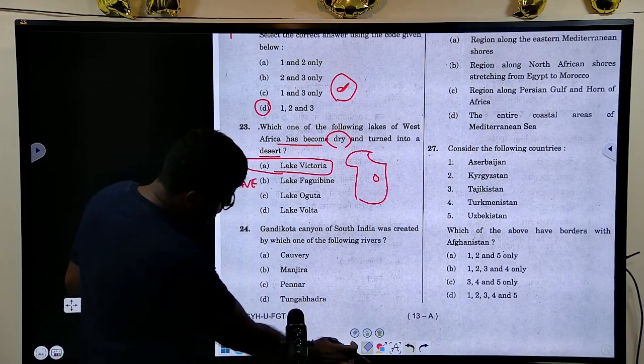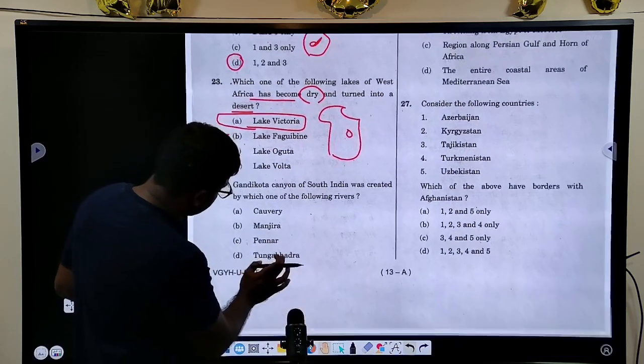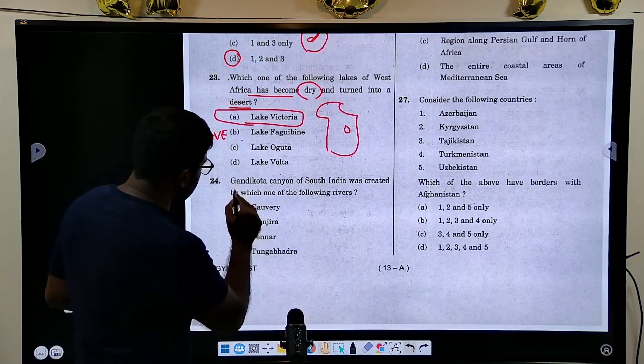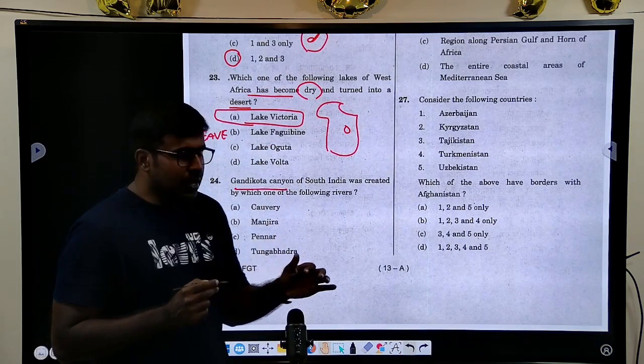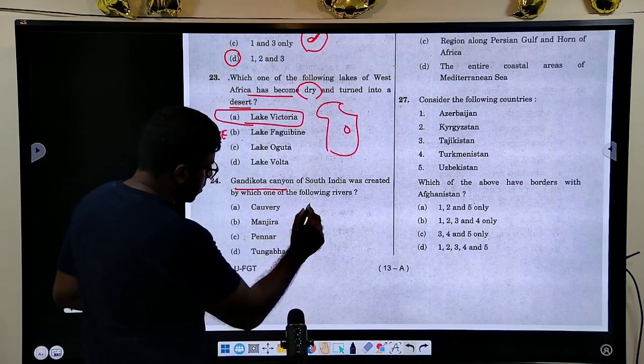The next question, exactly this question, even students ask me this. Gantikota Kanya. These are yes or no questions.